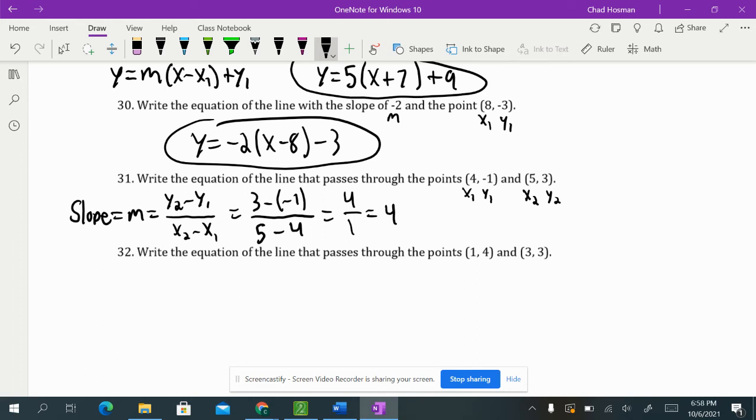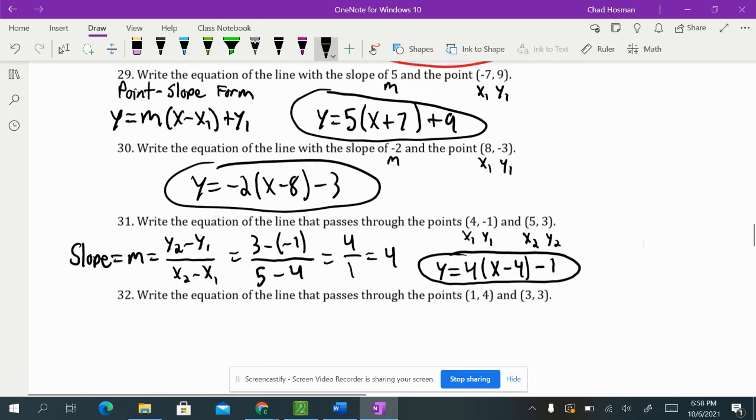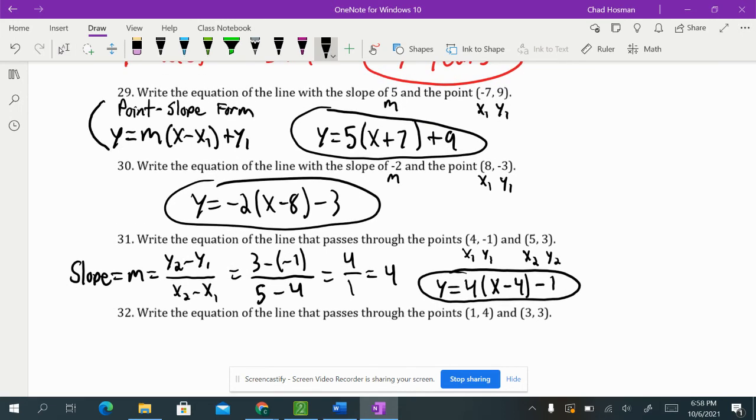Then we just have to insert that into our point slope form. So we get y equals the slope, which we know is 4, times x minus x1, so x minus 4, plus y1, which is just negative 1, so we can just write minus 1. So we have our equation right here. And again, we're just using point slope form, this form right here, and plugging in the information given into that form.